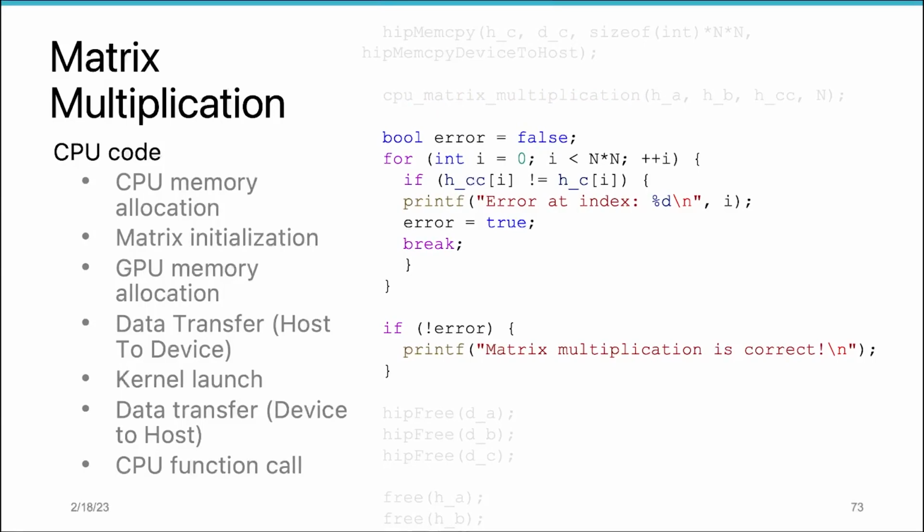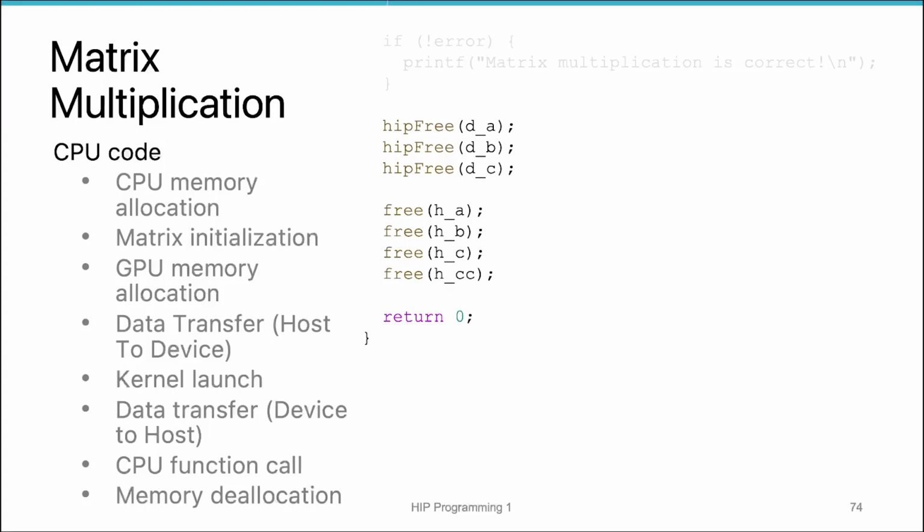During the verification, we check if the value of the data in the resulting matrix calculated in the CPU matches with the resulting matrix calculated using the GPU kernel. If the resulting matrices match, then we print matrix multiplication is correct, otherwise we print the error at index. Then we free the memory we allocated on the CPU and GPU memory and return 0 to indicate the program has run successfully.